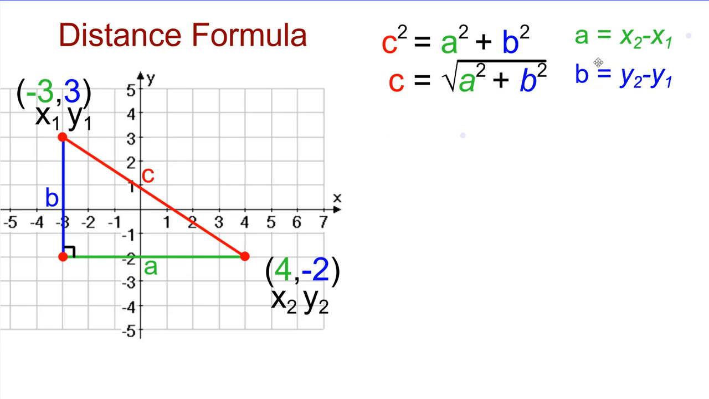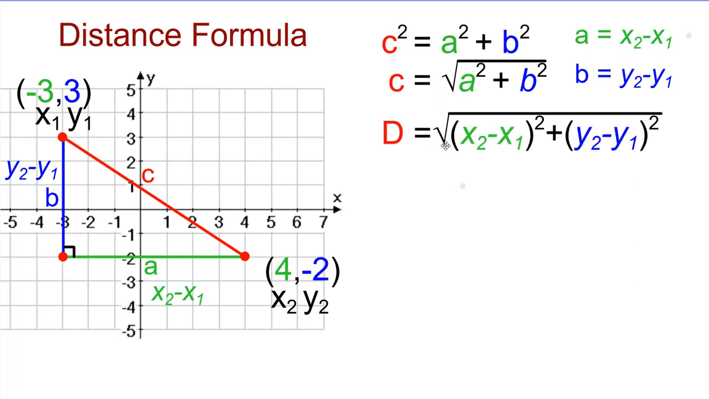So the a value here is going to be x2 minus x1. So 4 minus a -3, which becomes 7. And then the b value is going to be y2 minus y1. So -2 minus a +3, which would give us -5. So anyway, when we plug those in, we take the square root of both sides, and that's the distance formula. It's going to look just like that. And that probably looks familiar.